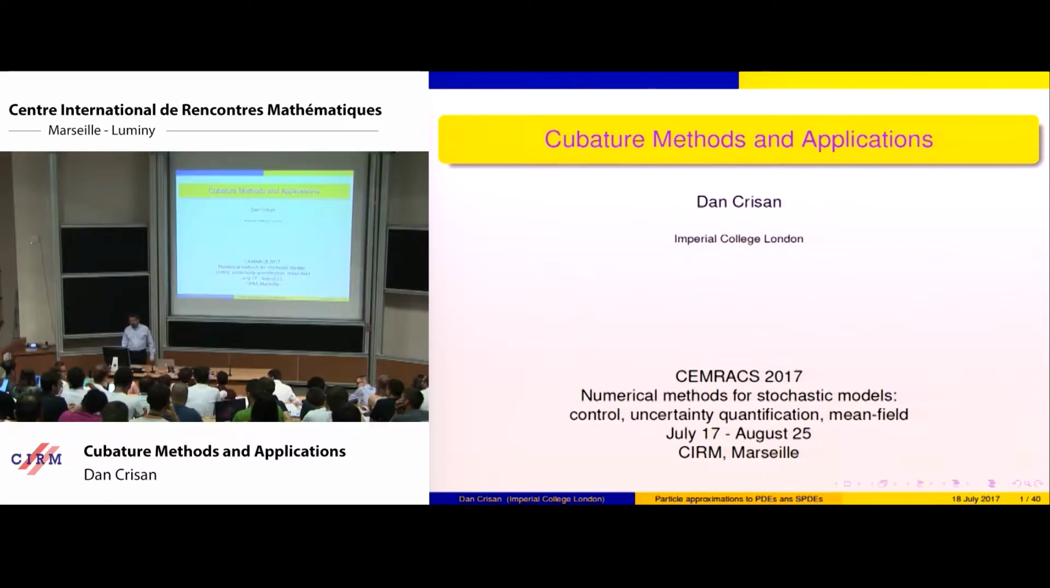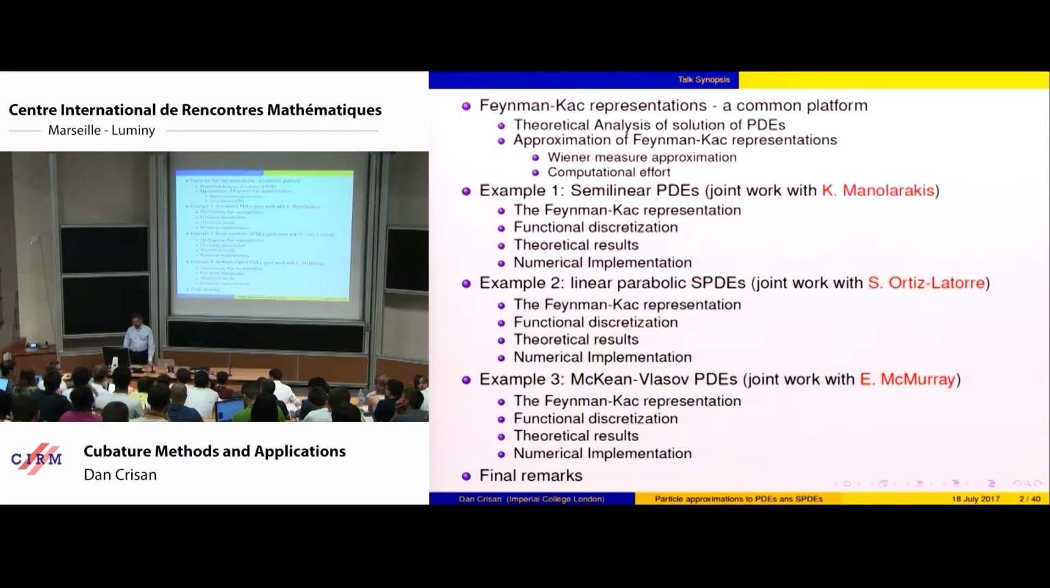I'm going to tell you a little bit about cubature methods. Of course, in 1 hour, it would be quite difficult to go into any depth to explain cubature methods. But I'll try to give you the flavor of the subject. The message is that cubature methods are a very versatile methodology that can be used to solve a variety of PDEs and stochastic PDEs. And the common denominator of all these PDEs and stochastic PDEs are Feynman-Kac representations.